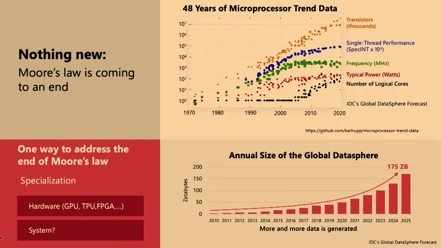So what we are wondering is how do we address this? And one way to do that is actually specialization. Right? And we see that already happening on the hardware front, like GPUs, TPUs, FPGAs, and so on. What we are asking ourselves is, can we not do something similar for systems? Specialize them more to give you better performance in the end.